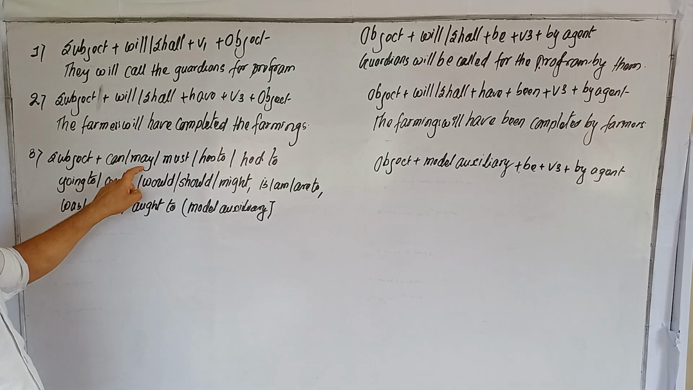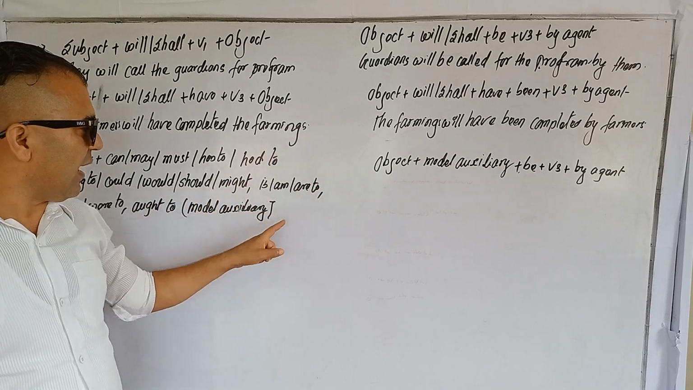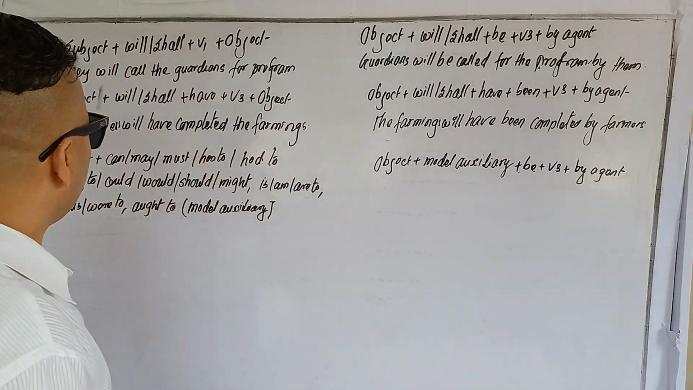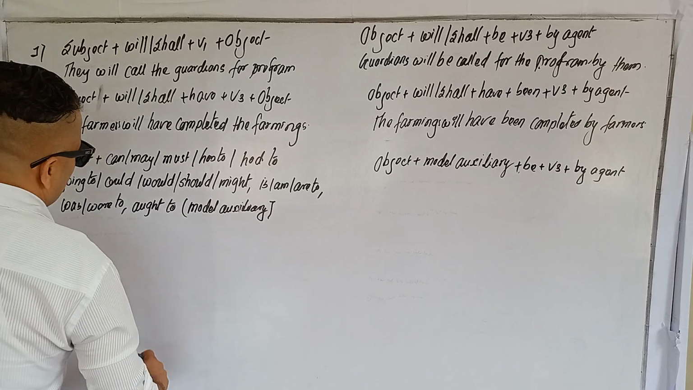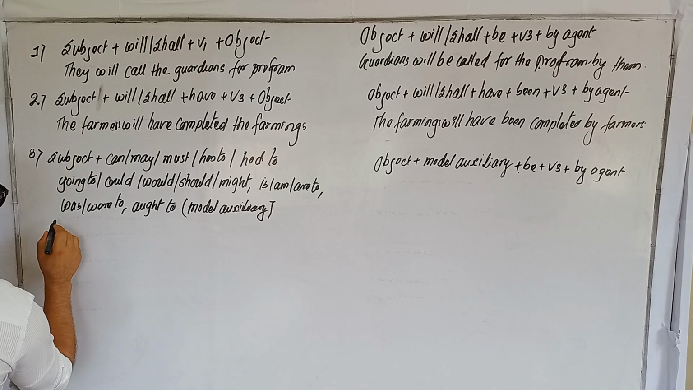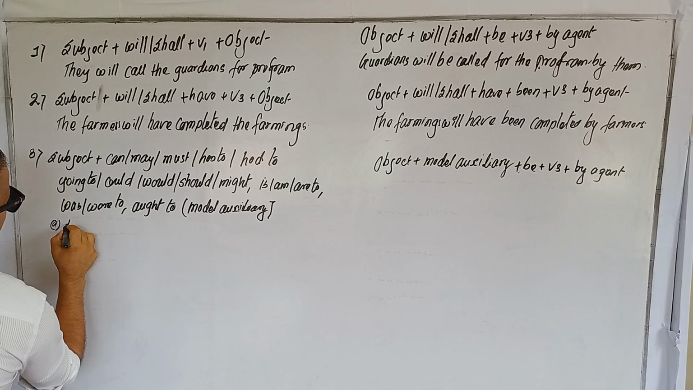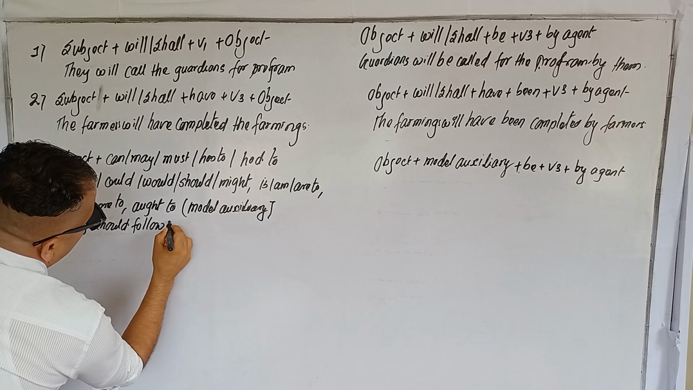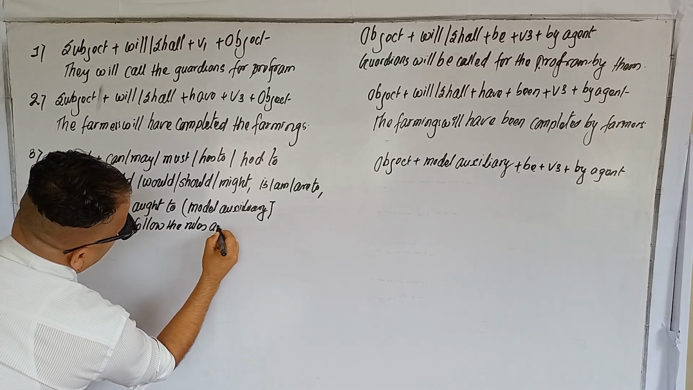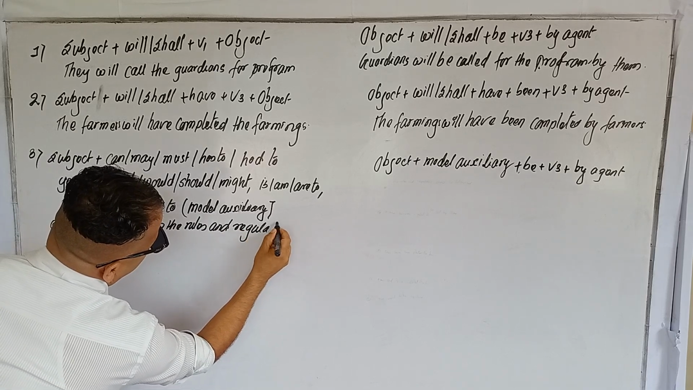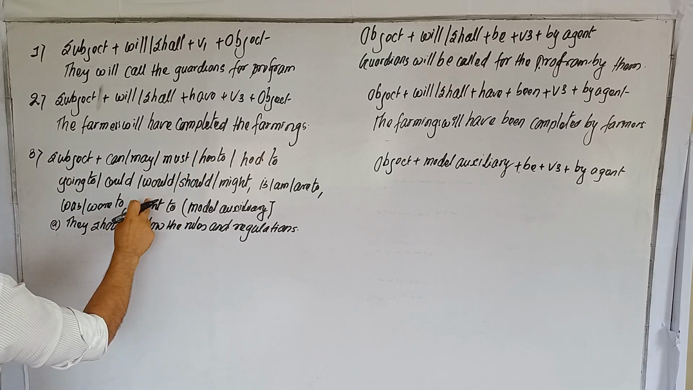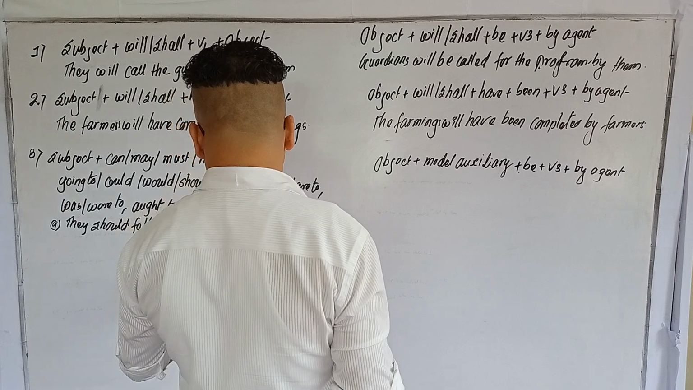Another structure: subject plus can, may, must, has to, had to, could, should, will, might, these are the auxiliary verbs. Then object plus auxiliary verb plus be plus V3 plus by agent. They should follow the rules and regulations. You see, should is here, should follow the rules and regulations. Rules and regulations are the object.